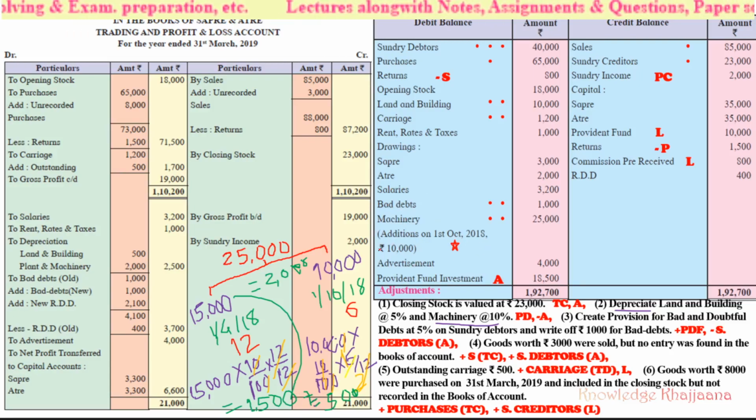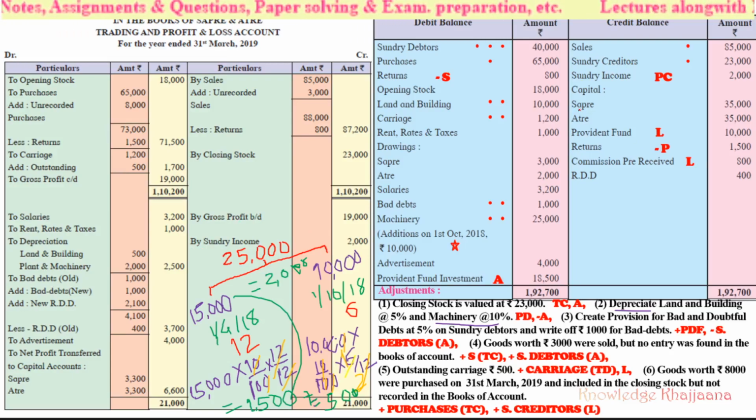Machinery, we have calculated the depreciation. Advertisement expenses rupees 4000, and provident fund investment, that we will consider in the assets. Then sales are rupees 85,000. Sundry creditors will go to the liability. Sundry income, see there is miscellaneous income of rupees 2000, so it will be recorded on the profit and loss account credit side as sundry income rupees 2000.